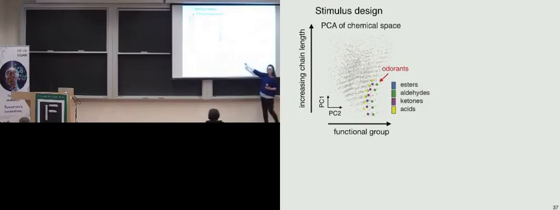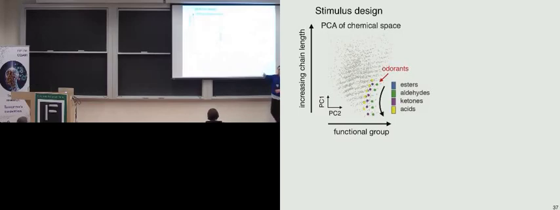Here, our collaborator selected 22 different odorants spanning 4 different functional groups, which are color-coded here: esters, aldehydes, ketones, acids. So each color dot here is one odorant. And within each functional group, the carbon chain length of the odorants is incrementally varied. So these are the 22 odorants that we present to the animal to get neural response. And here I'm just showing this nice topography of these odorants in the chemical space.